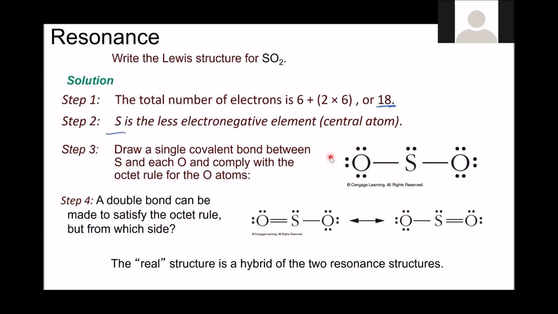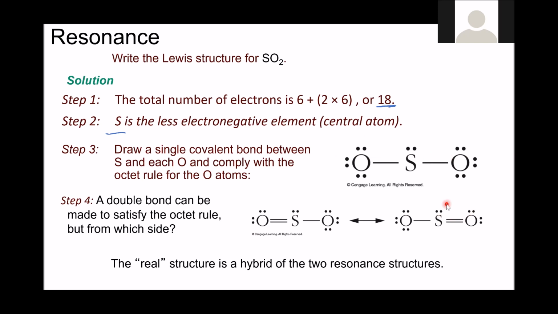How can we make it fulfill the octet rule? In that case, form a double bond. But you will have 2 choices. Either form the double bond by moving this lone pair to form a double bond with this oxygen, that will give you this structure here, or in the second direction, move this one to form a double bond on this side of the molecule to get this structure.